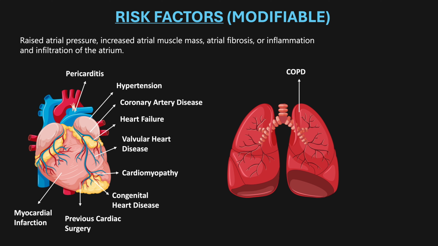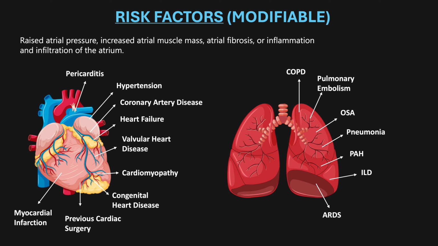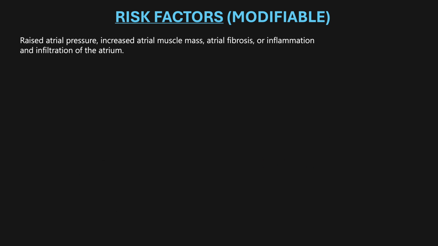Now coming towards the lungs, the first thing is COPD, then we have pulmonary embolism, OSA, pneumonia, pulmonary arterial hypertension, interstitial lung disease, ARDS, acute respiratory distress syndrome, and lung cancer. All of these pathologies can lead to the things mentioned above, and the pathologies in the lungs mostly lead to either raised atrial pressure or increased atrial muscle mass because of that pressure. Now, there are also some other modifiable things that are not necessarily linked directly or primarily to the lungs or the heart.